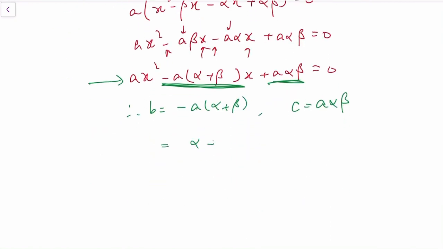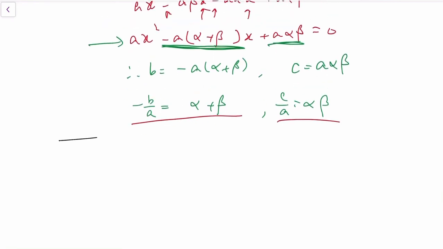And so the conclusion is alpha plus beta, we divide by the negative a, so it's negative b over a. Alpha plus beta is negative b over a, and alpha times beta is c over a. This one is known as the sum of roots because you add them up, and this is the product of roots.